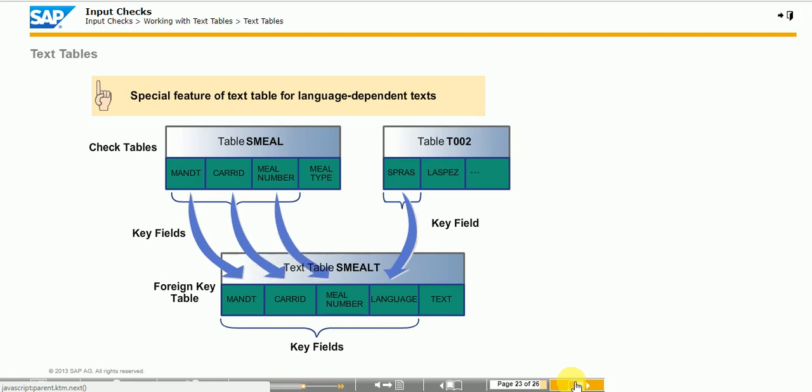To link the key entries with the text table, SMEALT must be linked with table SMEAL using a foreign key. This is done by selecting the key fields of a text table checkbox for the type of the foreign key fields. The foreign key relationship is defined from SMEALT to SMEAL. For each table, you can define one foreign key of type text table only. This means that each table can have a maximum of one text table assigned to it.